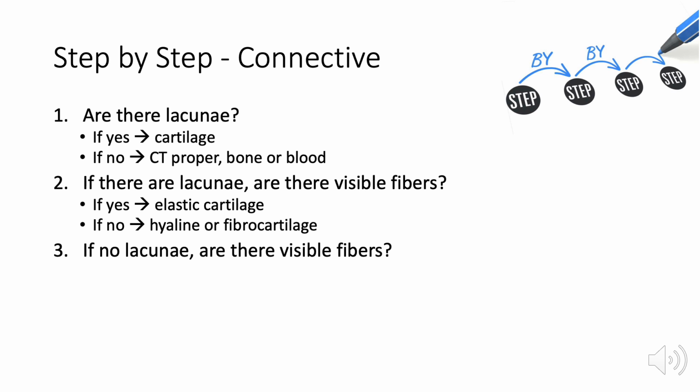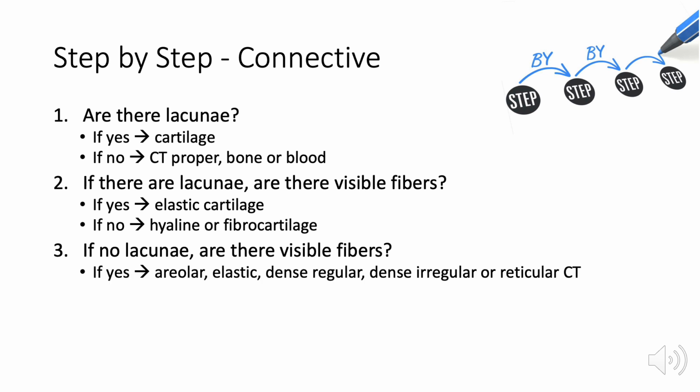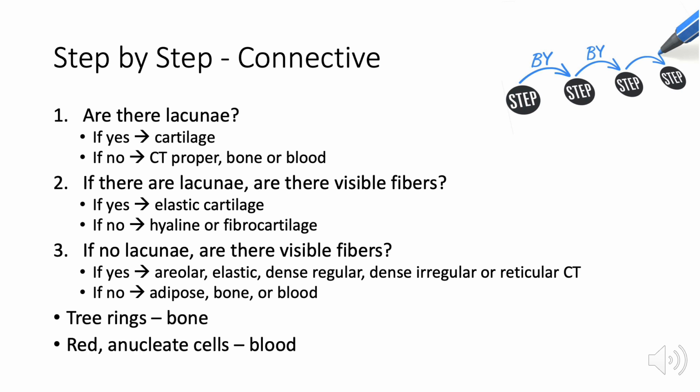If you don't have lacunae, it's not a cartilage, but if you have visible fibers, then it's one of these categories. And I think this is where we kind of get a little bit bogged down in some of these step-by-steps, and it's easier to just take some of these other connective tissues one by one. But areolar, elastic, dense irregular, and reticular connective tissues all have fibers that are easily visible. Adipose, bone, and blood, those fibers are either not there or they're not easily visible. So bone's pretty easy. It just looks like tree rings. And blood, I think, is also relatively easy to identify. You'll see those red anucleate cells with blood.